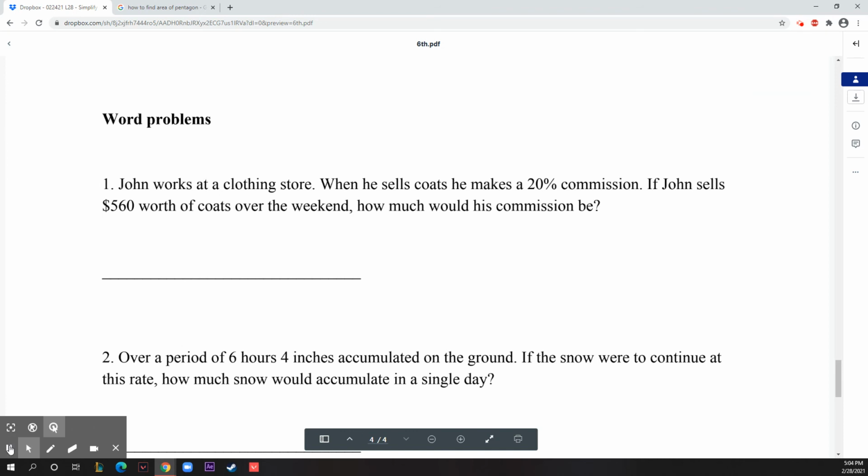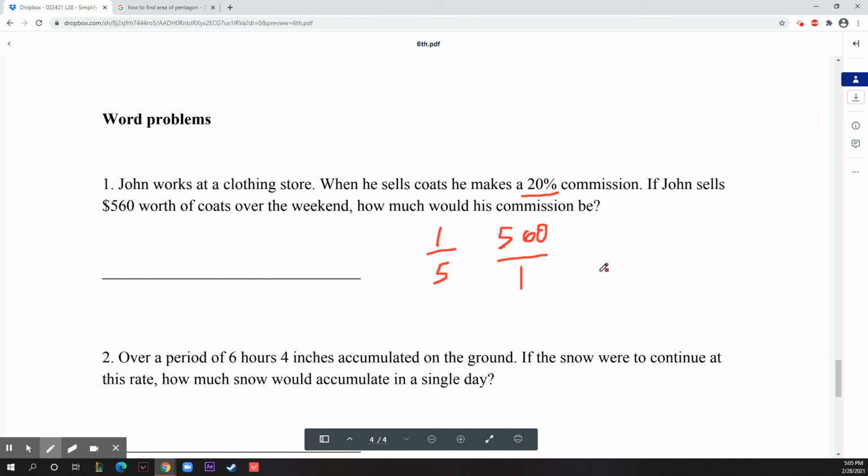Let's just go on to word problems. Number 1, John works at the clothing store. When he sells coats, he makes a 20% commission. If John sells $560 worth of coats over the weekend, how much would his commission be? So what it's saying is that John's commission is 20%, or 1/5 of how much coats he sells. And he sells $560 worth of coats.